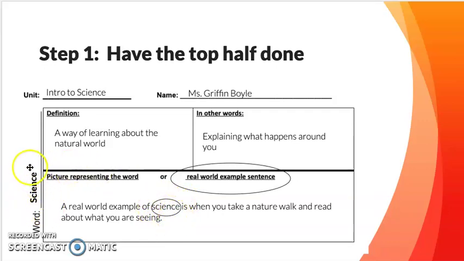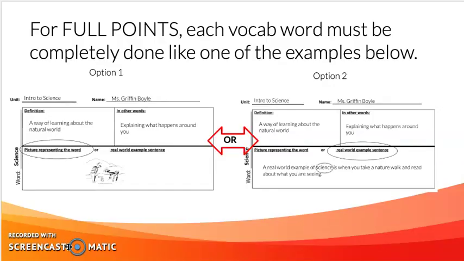I've got it right over here. A real-world example of science is when you take a nature walk and read about what you are seeing. You need to have a full sentence. If all you write down is when you take a nature walk, that is not enough. A full sentence. A real-world example of science is when you take a nature walk and read about what you are seeing. So, for full points, each vocab word must be completely done like one of the options below. You do not need to do both, just one.